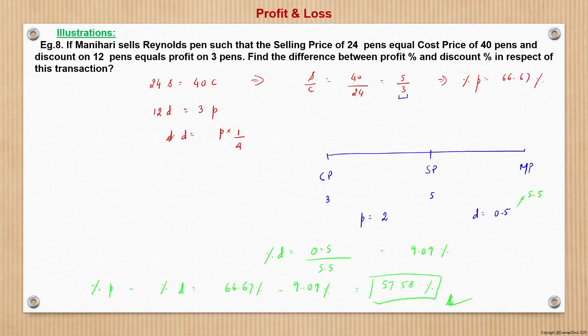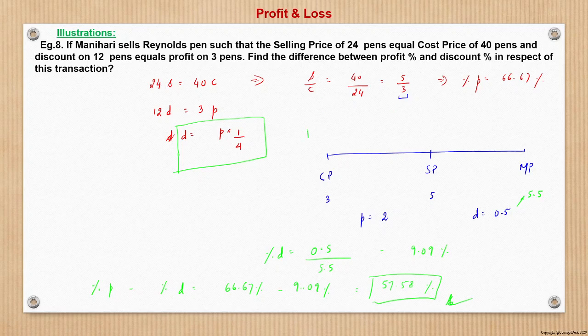So here only one thing we should be careful, how to interpret the things. So to interpret the things, we wrote in the simplest of the equations, that is 24 pens selling price, let it be 24 into S, where S represents the selling price of 1 unit. Then 40C is the cost price of 40 pens, where C represents the cost price of one item. Then discount on 12 pens, so 12D is equal to 3P. P is a profit. So from here we get a relationship that discount is nothing but profit into 1 by 4. And from the first equation we get that selling price upon cost price is equal to 5 by 3. Selling price of one item upon cost price of one item is 5 by 3.